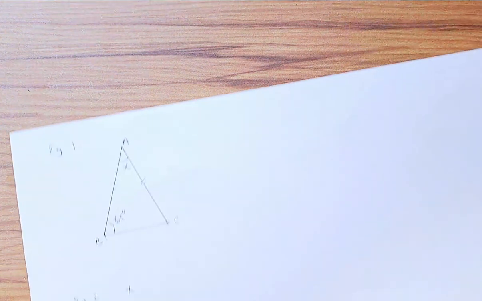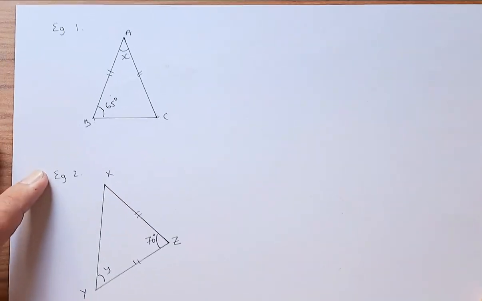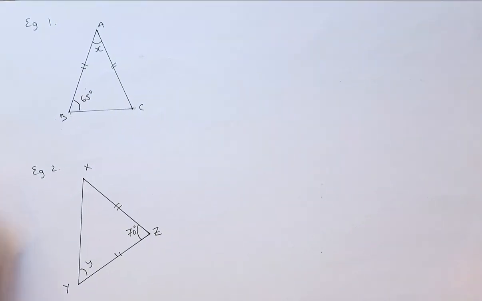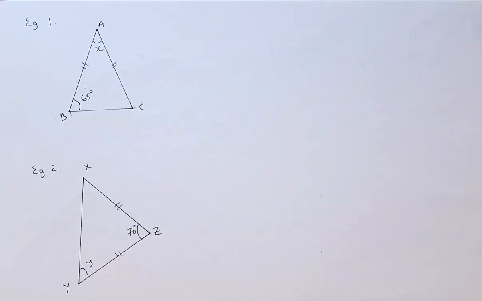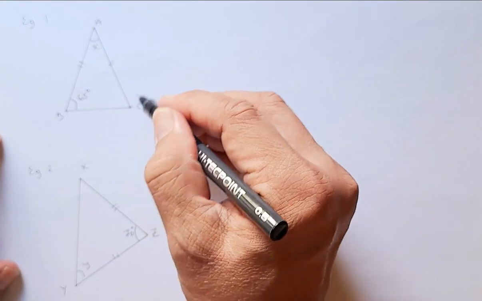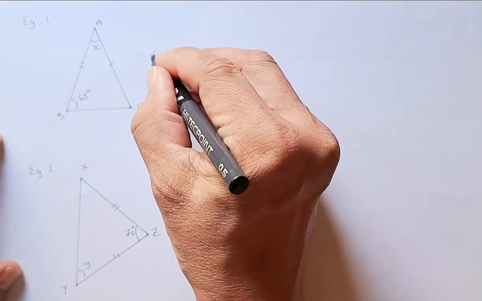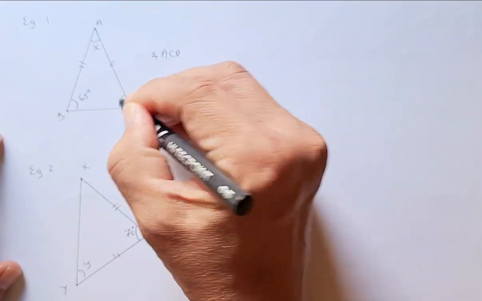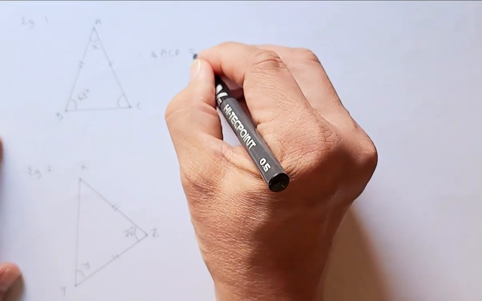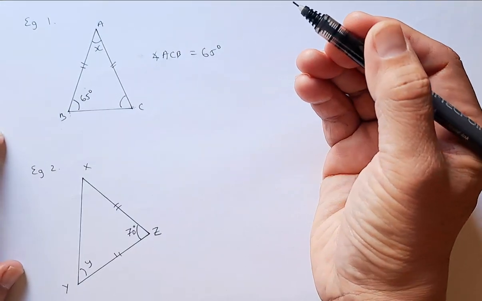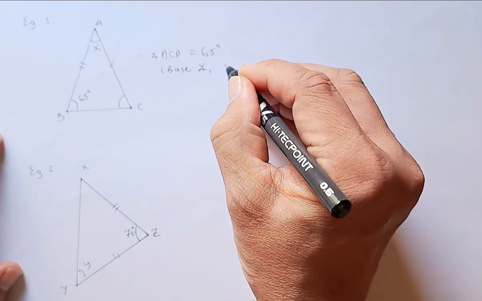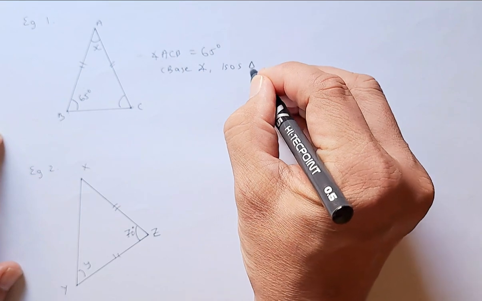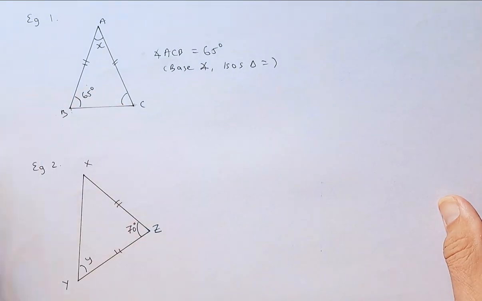The first example involves the 2 theorems and looks like this. You have an isosceles triangle, because 2 of the lengths are the same. We need to find angle x. Before we can find angle x, we need to find angle ACB. Angle ACB, the angle here, is going to be 65 degrees. And the reason is the base angles of an isosceles triangle are equal. So these 2 are the same, 65.